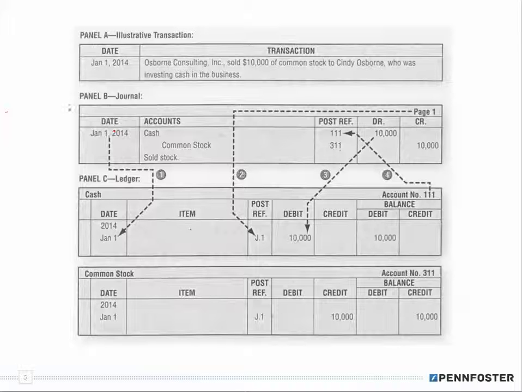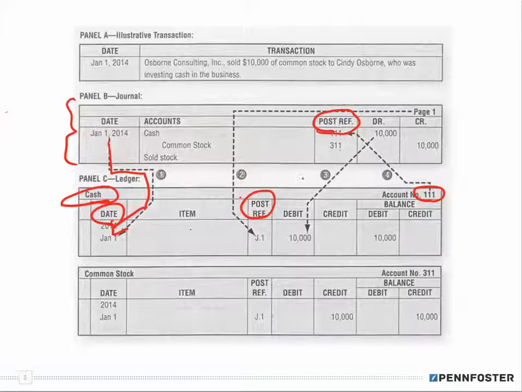When I take this journal entry and post it to my ledger account, I take the date and write it in the date column. Now notice how the ledger works. It has the name of the account, the account number, an item column if you have to use it, and a posting reference column. I didn't go over the posting reference column up in the journal just yet for a reason, so I'm going to skip past it at this moment. But then there's the debit column and a credit column.